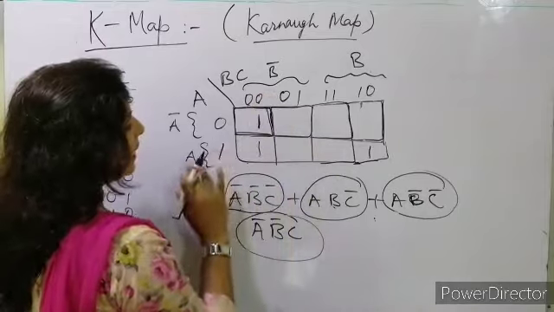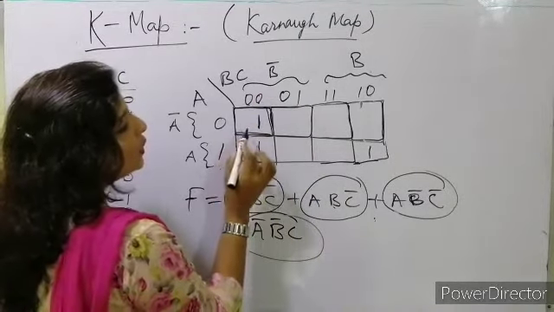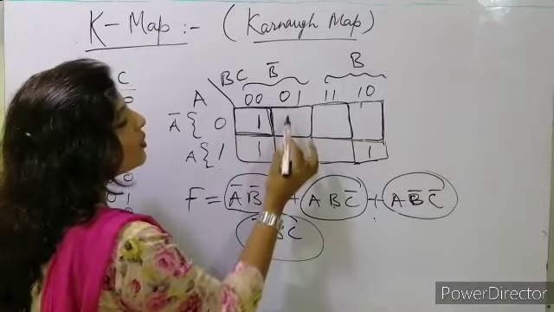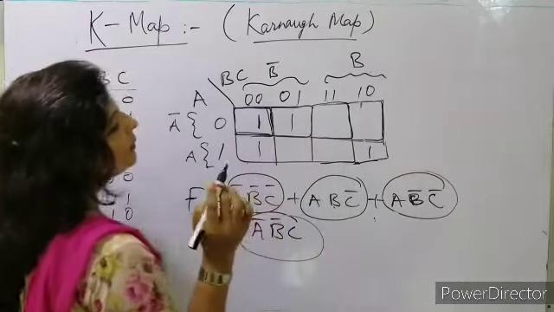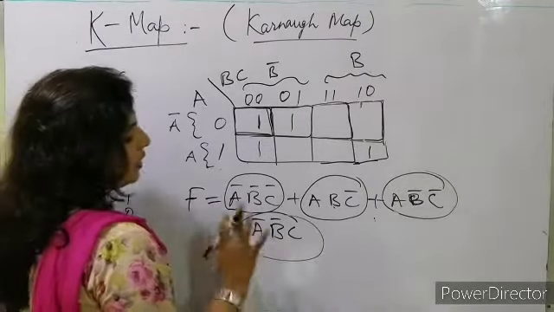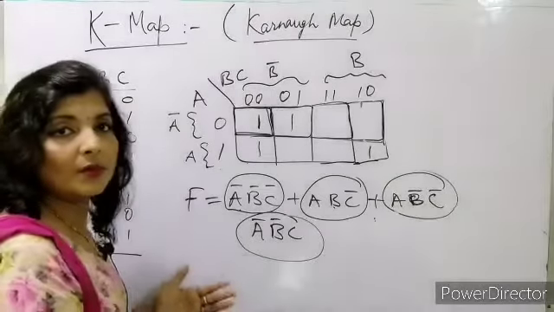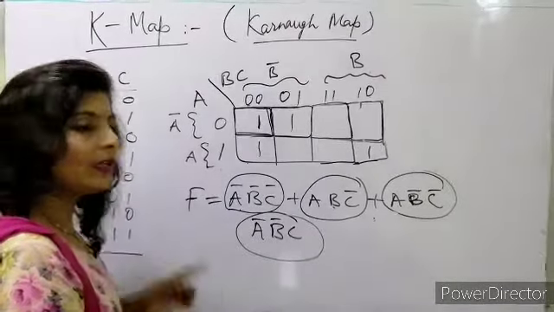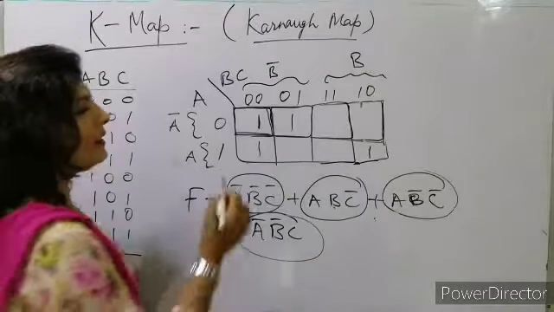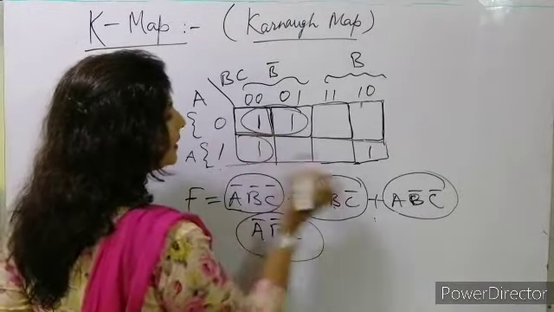B bar means this part, A bar means this first row and these two. Okay, so these two. C is positive, so here. Okay, C is positive. Now for minimization, how we'll do that, we'll see. That's very easy. We'll take these two and we'll take these two.